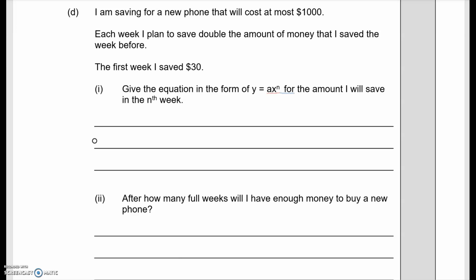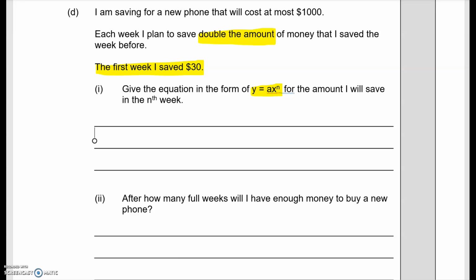So I'm saving for a new phone that will cost at most $1,000. Each week I plan to save double the amount of money that I saved the week before. The first week I saved $30. Give the equation in the form of y equals a times x to the power of n for the amount I will save in the nth week.